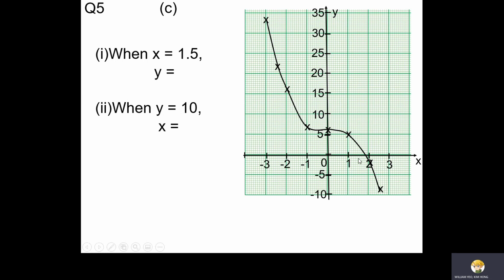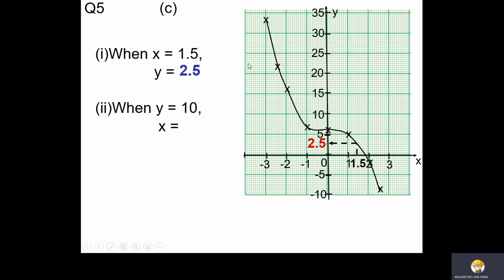Okay, C, same thing. 1.5, where? Here, right? If you ask me where to draw the dash line, the dotted line, you only draw to the part of the graph. Do you draw it down? No, because there's no graph here. So you draw up. Okay, so you get 2.5.